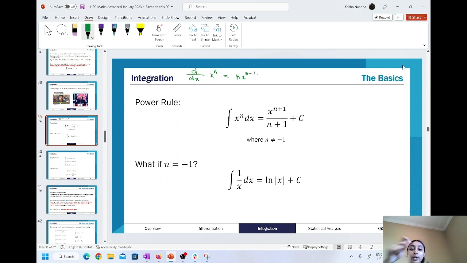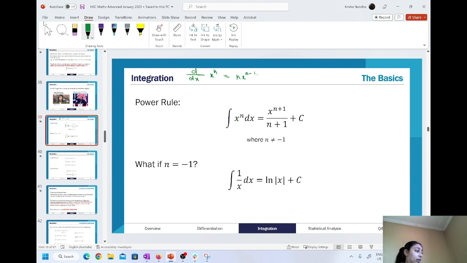Now we're going to do the complete opposite. So to reverse that whole thing, I need to, number one, increase the power instead of subtract the power like I did over there. So I'm going to add 1 instead of subtract 1. And then, because I timesed this down the bottom, I need to divide, okay? So it's going to be x to the n plus 1 all over n plus 1. And because it's an indefinite integral, I need to chuck on a plus c, okay?